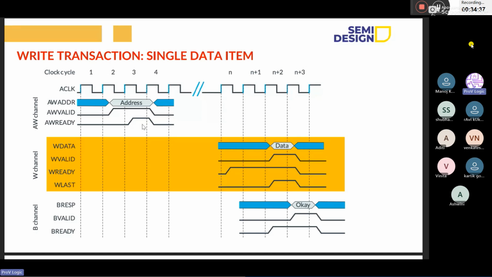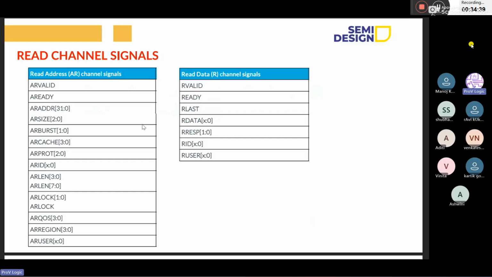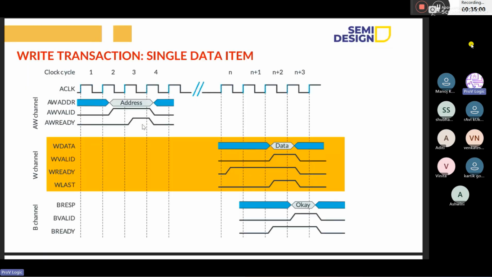Like that, we have AWID. If you see here on the right side, AWID, ARID, BID, RID. These are used to match responses with the request in out of order scenarios. I will explain out of order transaction, so that is the main thing.